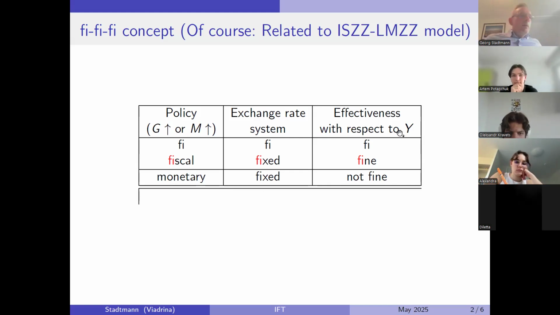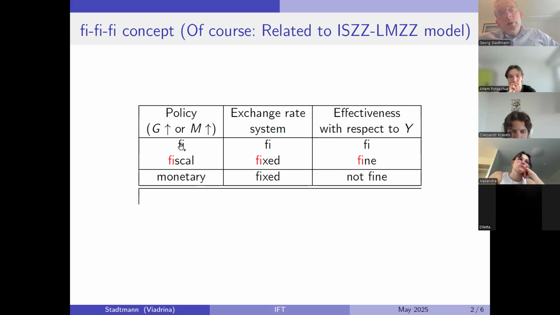Why is that? Because when the central bank is trying to increase the domestic component of money supply, the H component, then the central bank is forced to intervene in the foreign exchange market and is reducing the foreign component of money supply. The central bank cannot increase money supply for a longer time period, and therefore there is no effect on GDP.